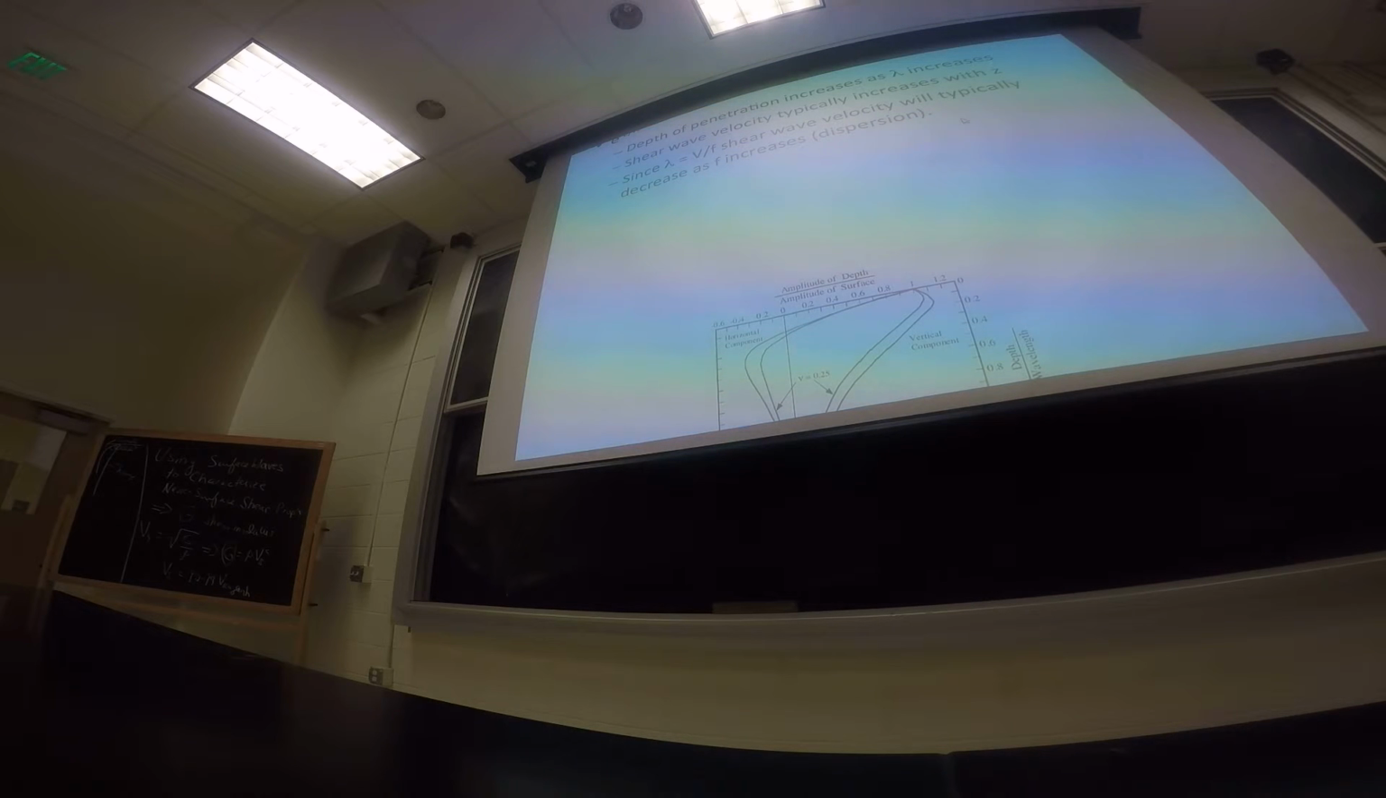And that dispersion can go either way. Typically, we're looking at velocities that increase with depth. Soil gets more compact. But as we talked about last time, permafrost would be an example of velocity decreasing with depth. That would give you a completely different dispersion curve.